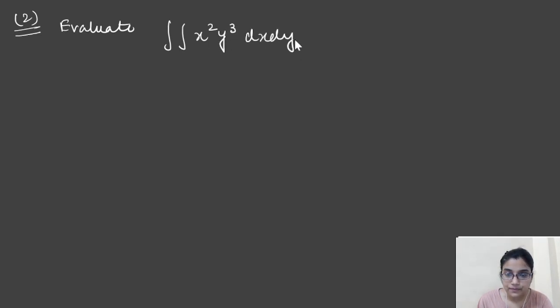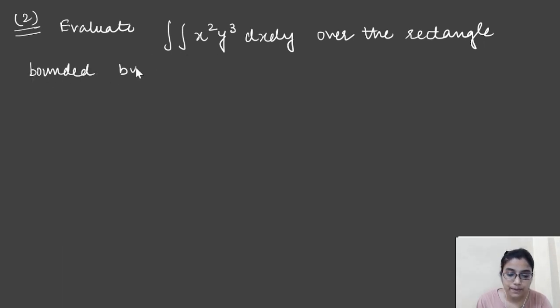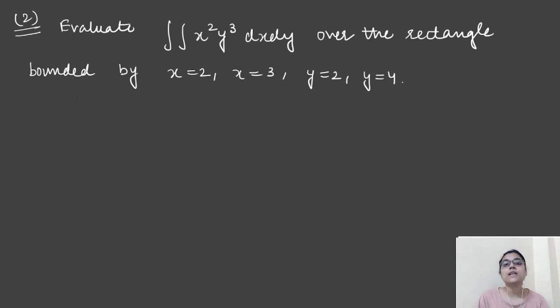So question number 2 is, we have to evaluate x square y cube dx dy over the rectangle bounded by x equal to 2, x equal to 3, y equal to 2 and y equal to 4. Now you see again, you are not being provided with the limits of the double integral, and you want to find out its value. So again, you have to find out the limit.